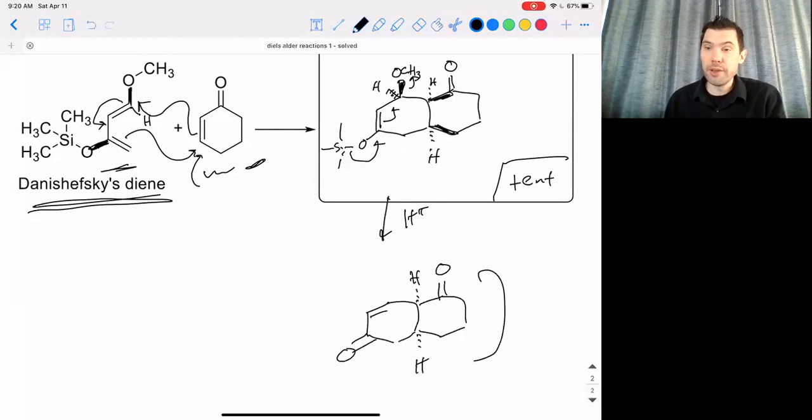And so the second reason that Danishevsky's diene is so popular is because you get this very common and very powerful substructure in the form of an alpha-beta unsaturated ketone that can be utilized or taken advantage of later in synthesis. All right, so that sums up this video on the Diels Alder reaction.